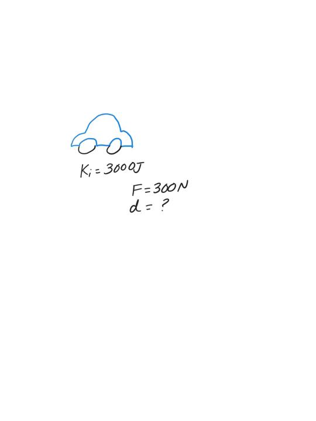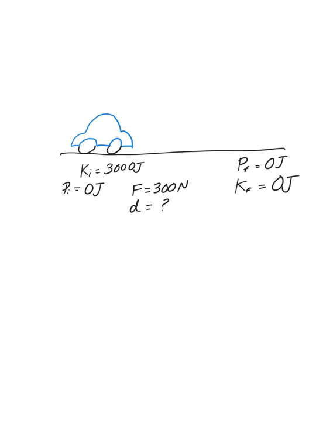So what's happening here? Originally we have a kinetic energy of 3,000 joules. We're on a level road, it says, so our potential energy at the beginning is going to be 0, and our potential energy at the end is going to be 0. What do we know about our kinetic energy at the end? Well, the car will be stopped, so 0 joules.